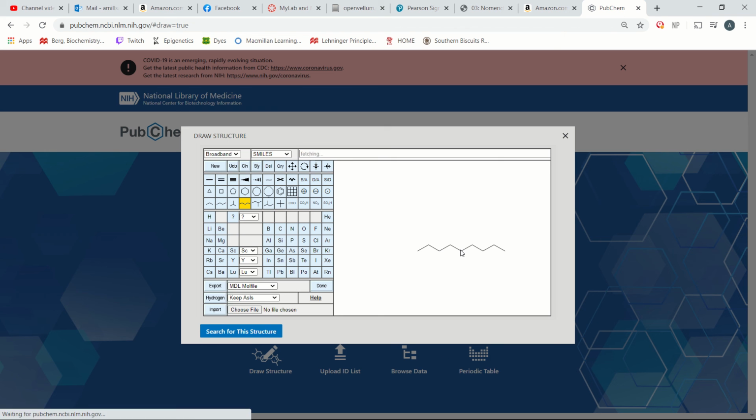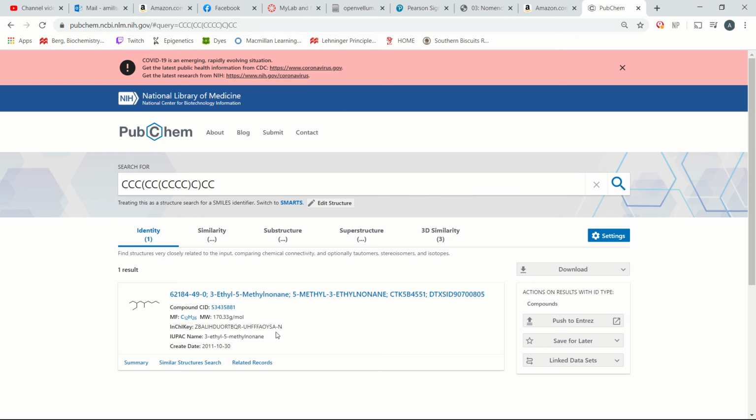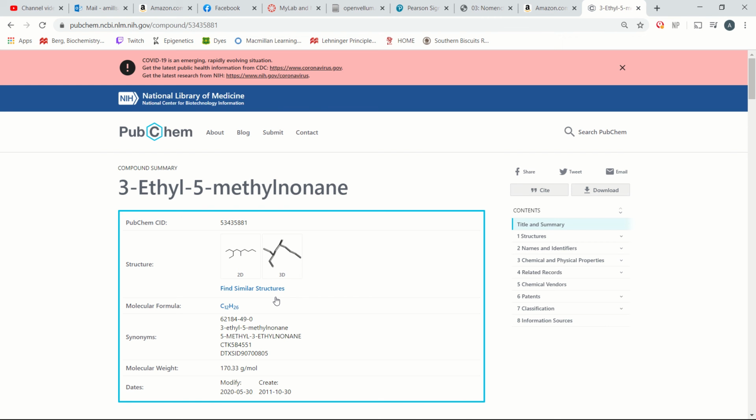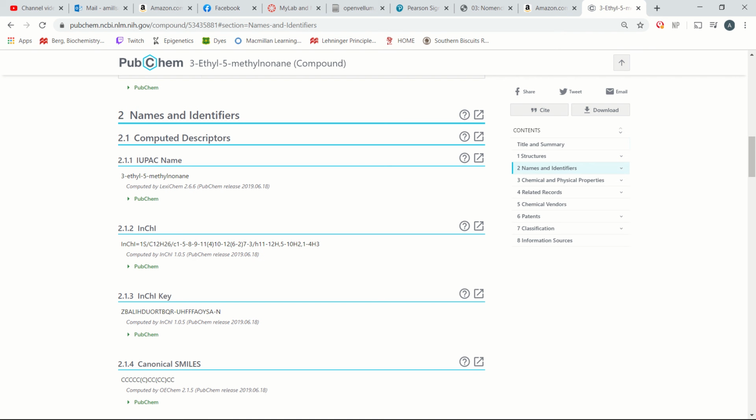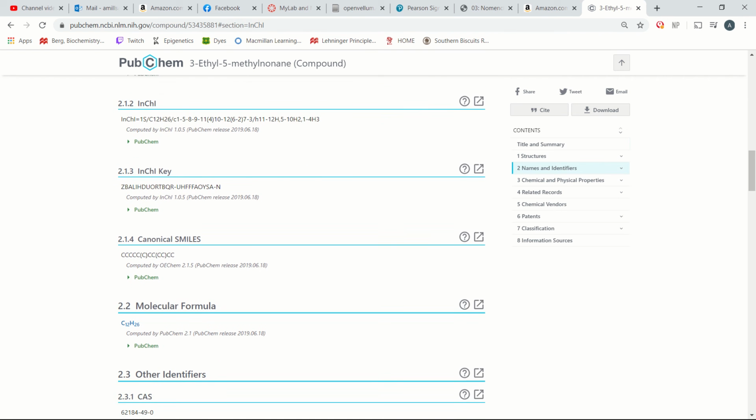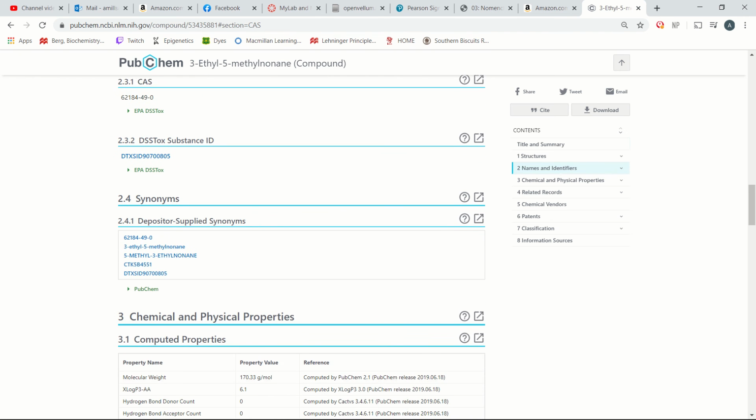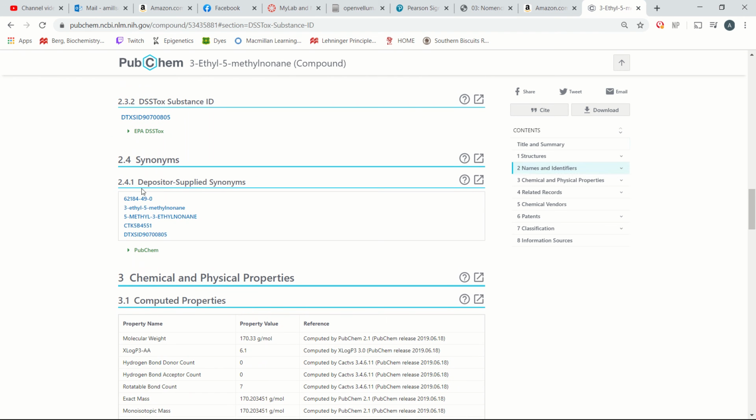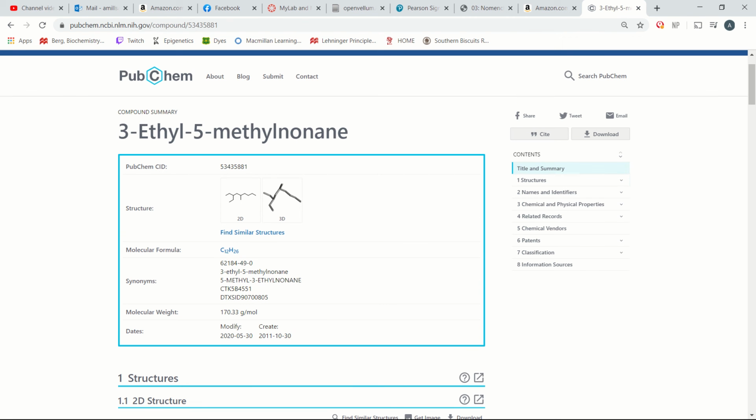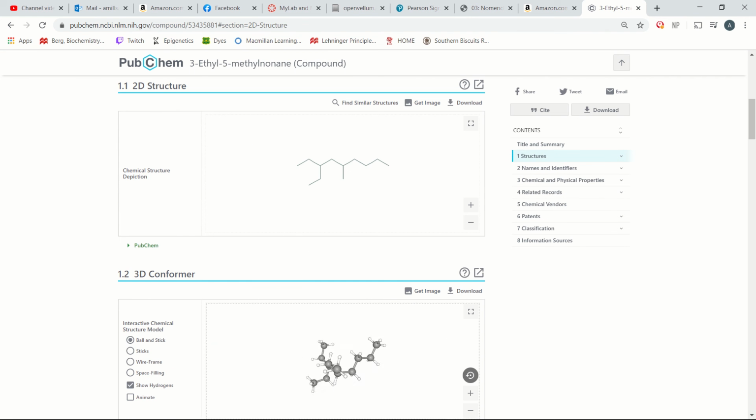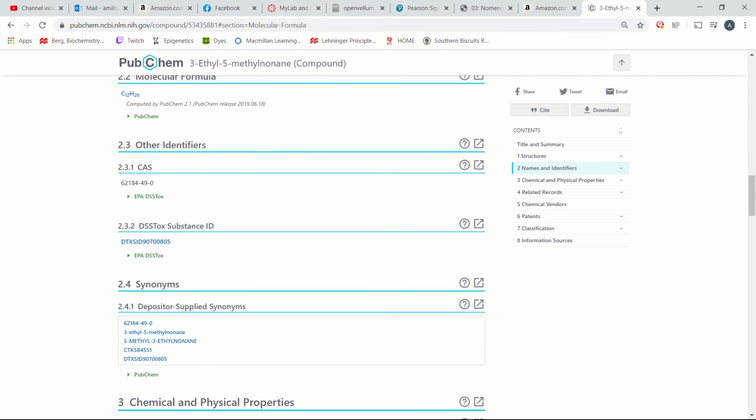We drew like this, then this, then this. Search for this structure. Ha, there it is. All right. I don't know what happened before, but it has the IUPAC systematic name. It should also have the common name. So depositor supplied names, these are common names given by the persons selling the chemical, and we should have somewhere synonyms that will help you to determine the common name for these structures to answer your homework problems.